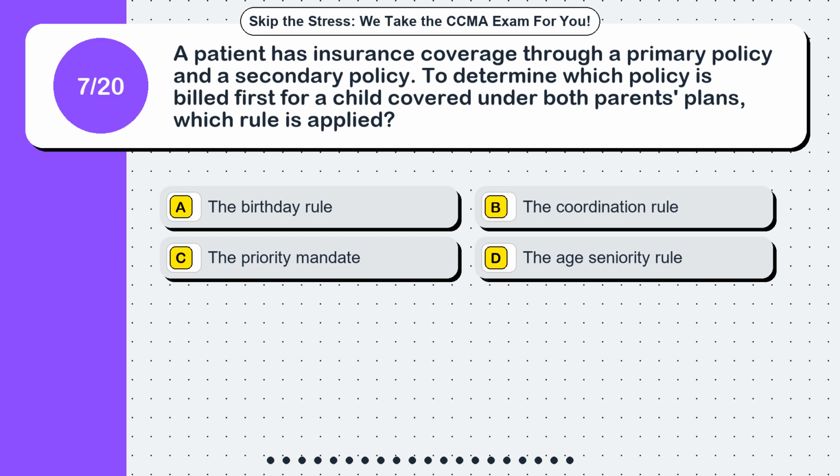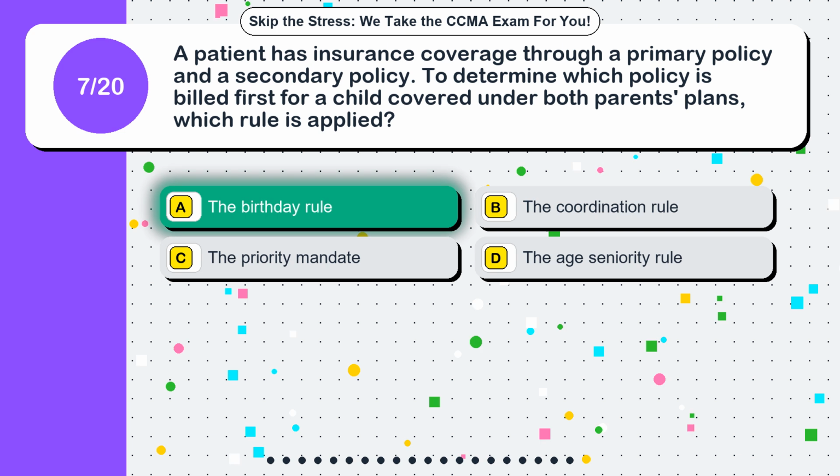Question 7. A patient has insurance coverage through a primary policy and a secondary policy. To determine which policy is billed first for a child covered under both parents' plans, which rule is applied? Option A. The birthday rule. Option B. The coordination rule. Option C. The priority mandate. Option D. The age seniority rule.